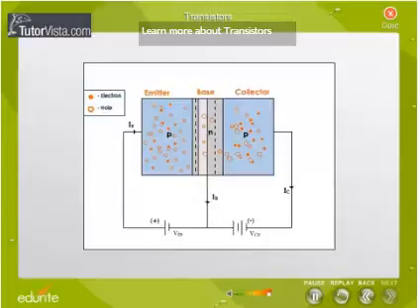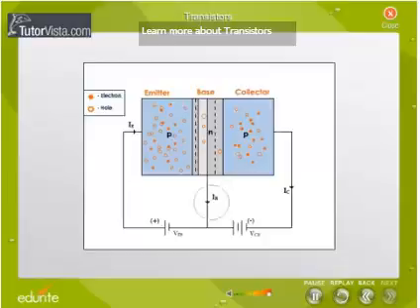Most of the holes coming from the emitter are able to diffuse through the base region to the collector region. In the collector region, these holes see the favorable negative potential and hence they easily reach the collector terminal to constitute the collector current IC.